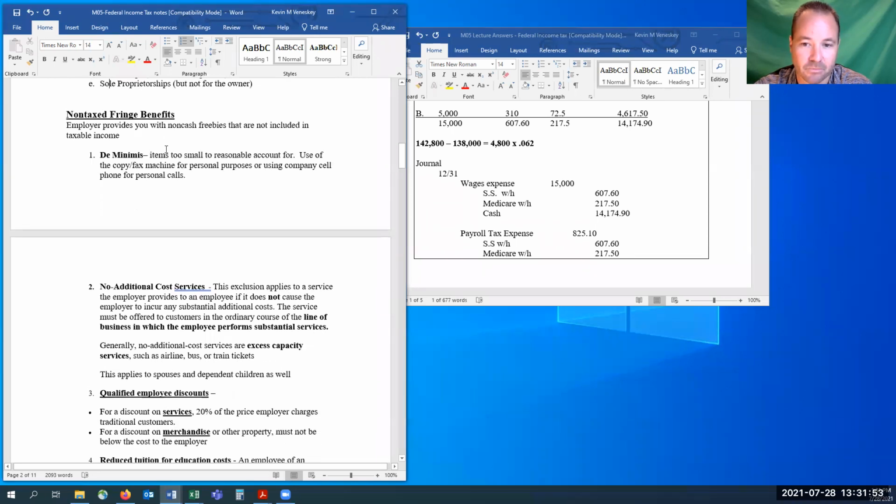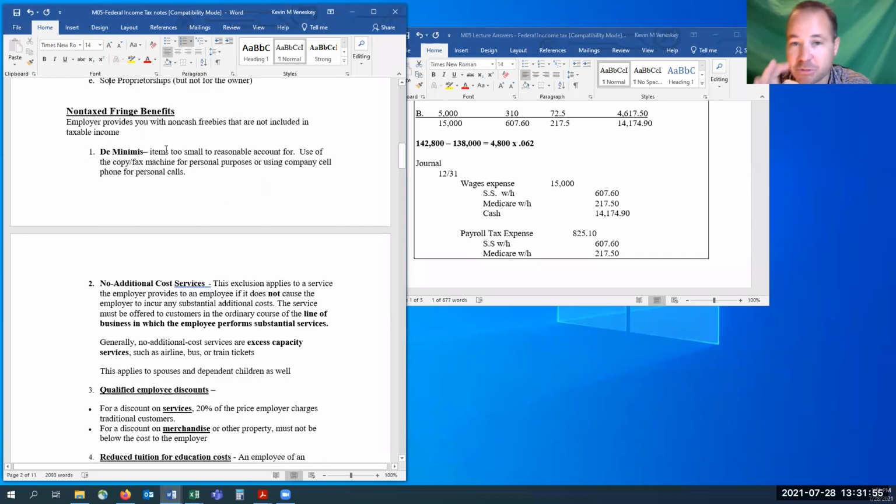Now, here are some of the items that are specifically mentioned in the code that are not taxed, things that you can get a benefit for, but for different reasons, they're not going to be taxed on you. All right, the first one here is de minimis. Basically, it's a benefit that you get from your company, but it's just too small and would be too tedious to account for all the time.